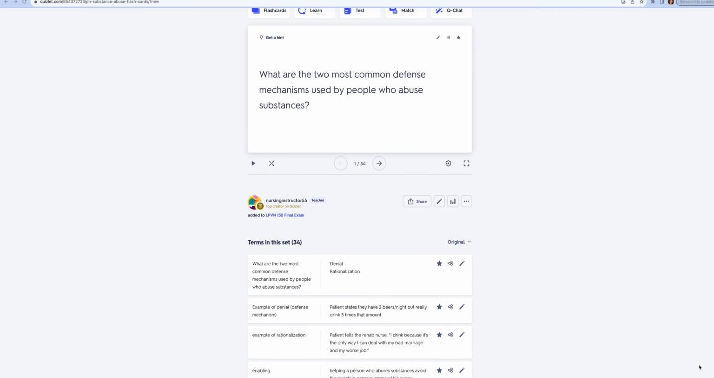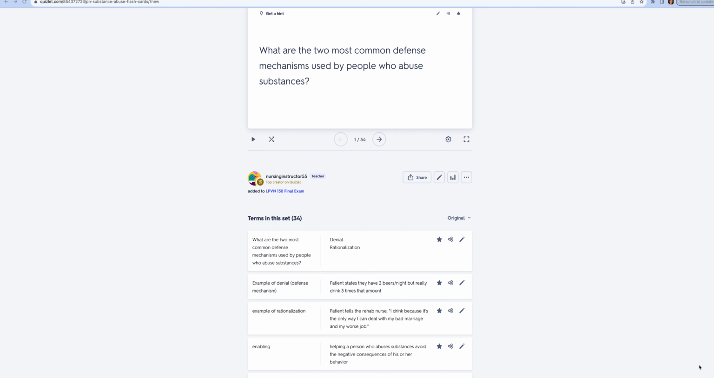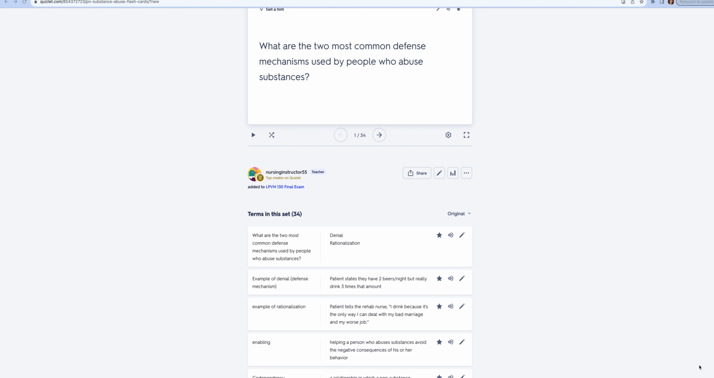So, the two most common defense mechanisms used by people who abuse substances are denial and rationalization. The way denial looks is somebody says, "Oh, I only have one glass of wine a night," when in fact they have six. Okay, so they're in denial about how much they're drinking. And then an example of rationalization is, "Oh, I worked so hard all week. I'm going to go home and have a bottle of wine." Okay, that's an example of rationalization.